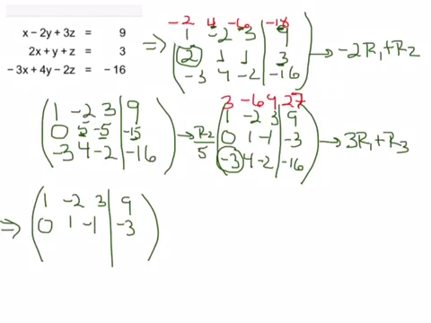Okay, let's go back to what these are going to be equal to. So 3 plus 0 is, oh, I'm sorry, what am I doing? 3 plus -3 is 0. -6 plus 4 is -2. 9 plus -2 is 7. And 27 minus 16 is 11.